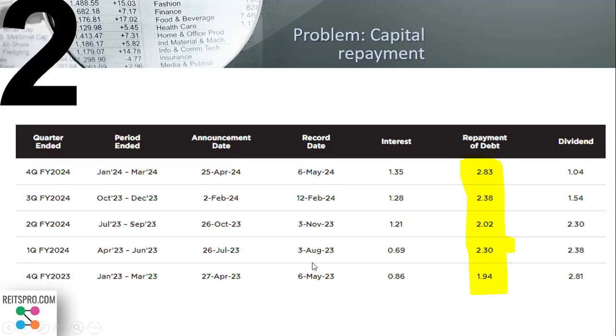The capital repayment is one of the components out of the total distribution. So if you have, for example, an interest component, the repayment of debt and dividend and so on, and there is one more column a lot of times, which is other income. So how does one treat this part as far as the taxation is concerned?